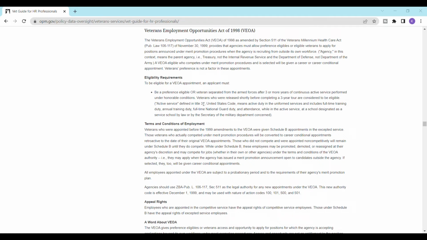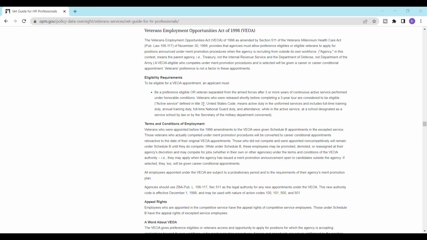When you apply to an announcement, you may qualify for one, two, or all three of these statuses. That's going to place you on a certificate with that authority, so that when it's reviewed, interviewed, and you're selected, that's what you'll be placed under. HR's goal is to give applicants the most advantageous rating that they can, or put them on the most advantageous appointment. VEOA is the most advantageous because it is a permanent appointment from the start, whereas VRA puts you on a 2-year probation, and the 30% or more disabled puts you on a term appointment that you need to be converted from later.